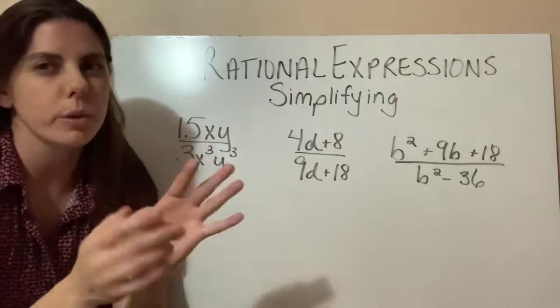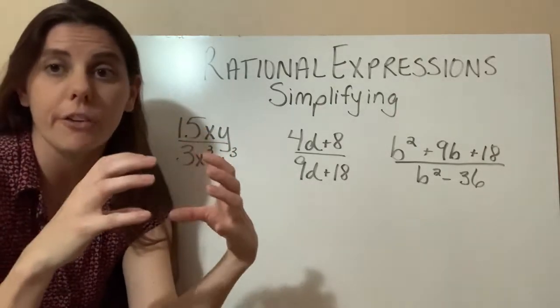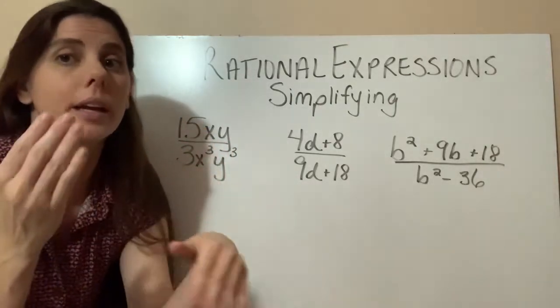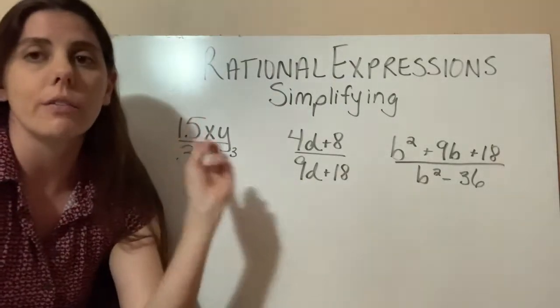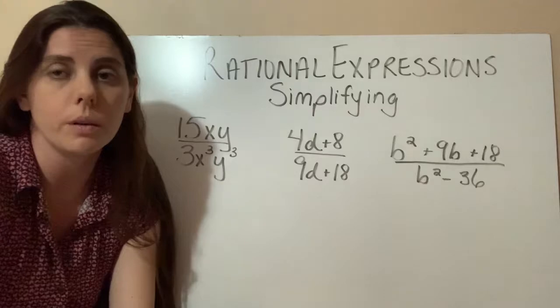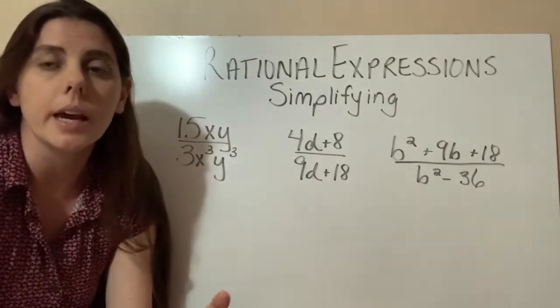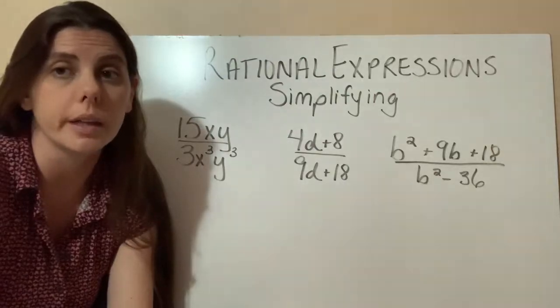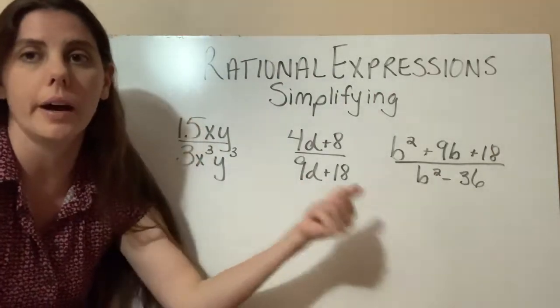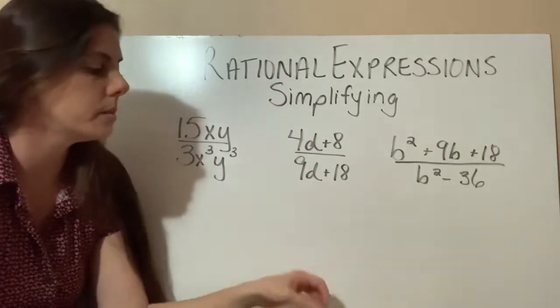Whenever we're simplifying, we're just trying to take that fraction or that rational expression and put it in lowest terms. See if we can get things to cancel out. So I have a few different examples up here that we'll work through together to see how using our GCF, our special products, our trinomial factoring can help us to simplify these rational expressions.